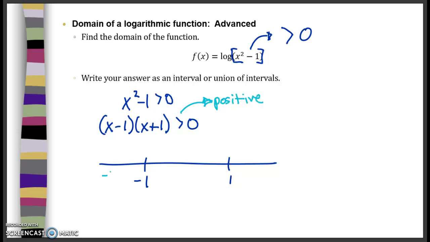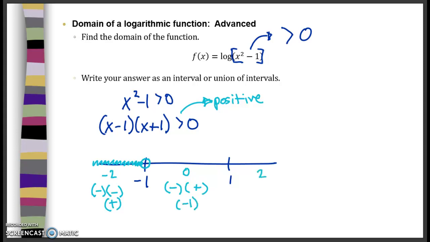So let's test negative 2. If x equals negative 2 and I plug it in, negative 2 minus 1 is negative, and then negative 2 plus 1 is negative. So I end up getting a positive. Okay, so I want this interval. What if I plug in negative 1? I'll get that it's equal to 0, which I don't want, so I'm going to have an open circle there. If I plug in 0, 0 minus 1 is negative, 0 plus 1 is positive, so overall I get a negative, which I do not want. So I'm not going to include that interval.